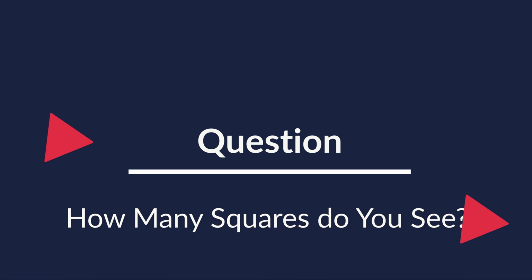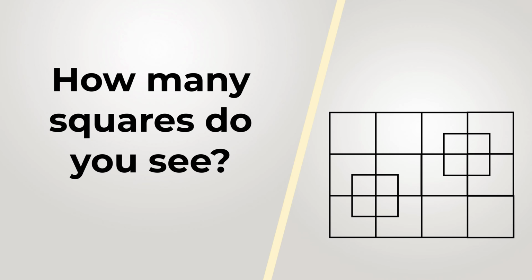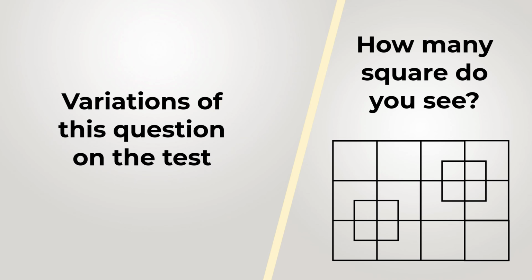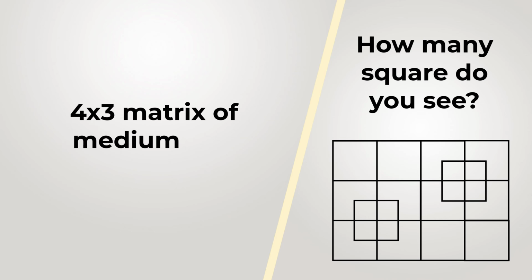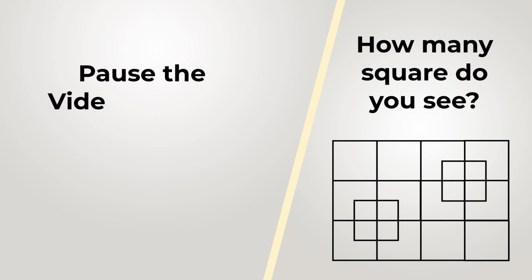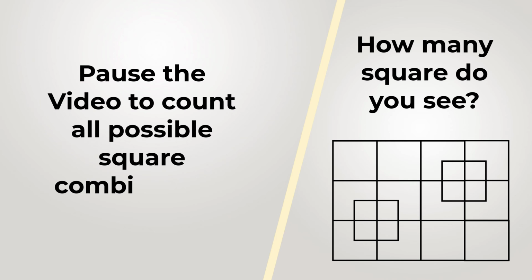I gotta tell you, I love this question. This is such a unique question, and we see a lot of variations of this question on the test. In this particular version, you are presented with the 4x3 matrix of squares, and then you see 2 additional squares on top of the medium-sized squares. And the question is, how many squares do you see in the picture?